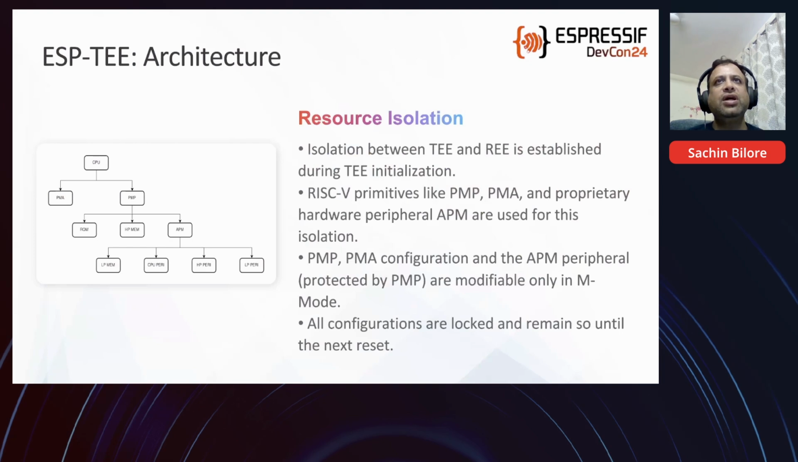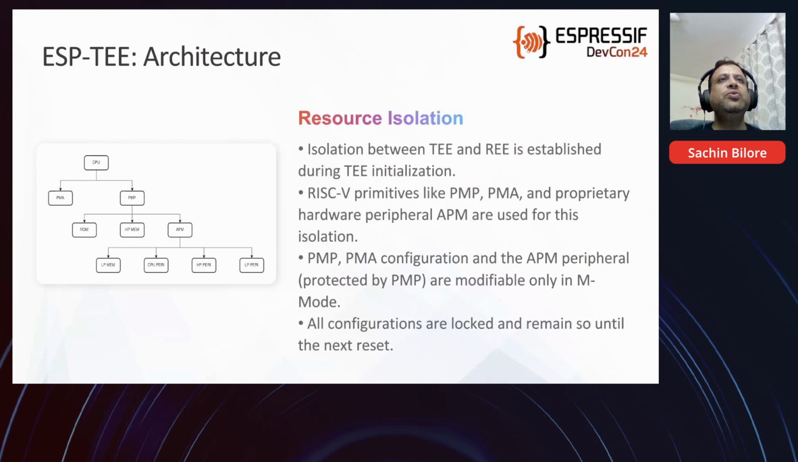As we talked about, we use some primitives from the RISC-V architecture and proprietary hardware to realize isolation between TE and RE. So here we are talking about how PMP, PMA, and APM are used to establish the isolation between TE and RE. This picture shows how PMP, APM, and PMA are placed on the CPU access bus to different memory addresses.